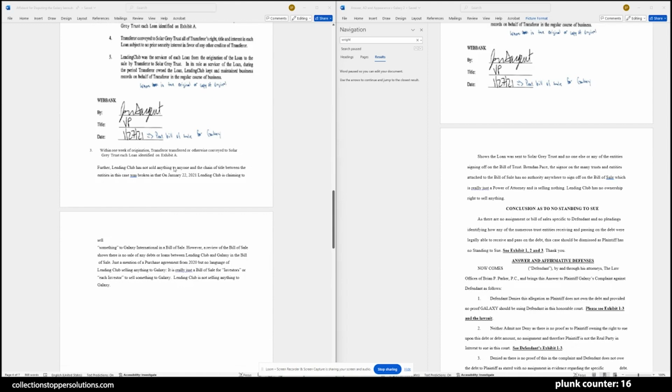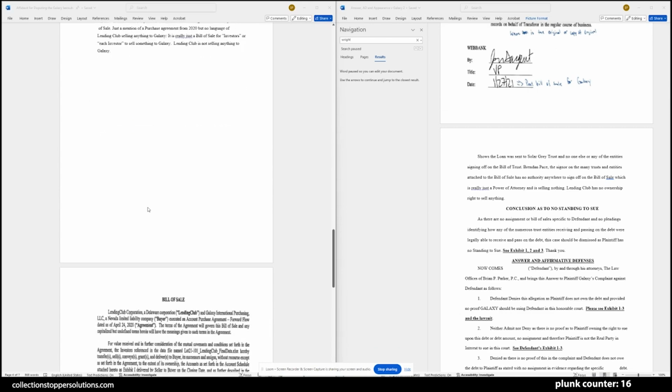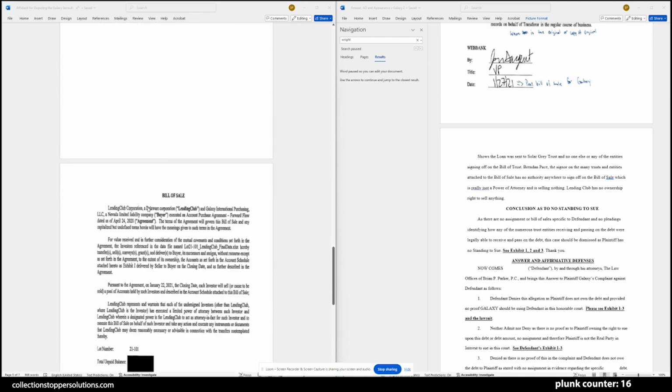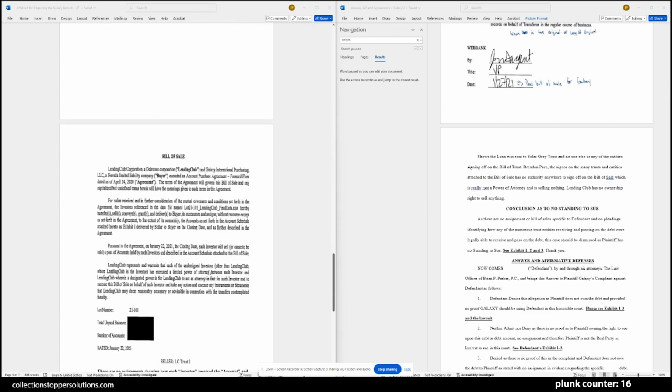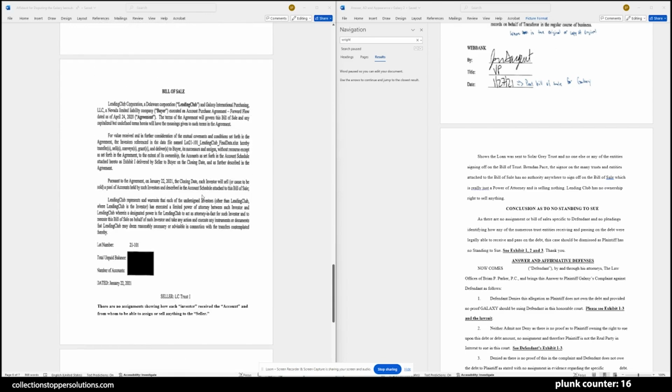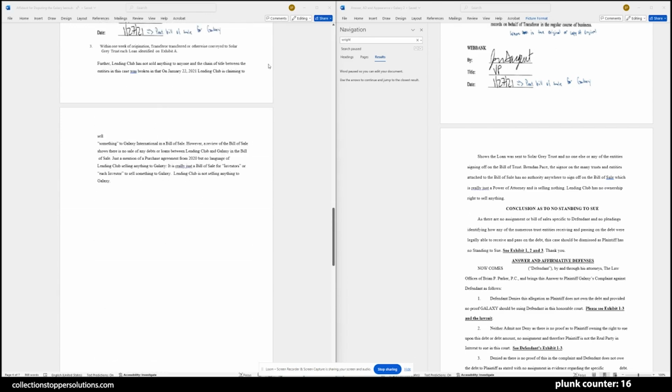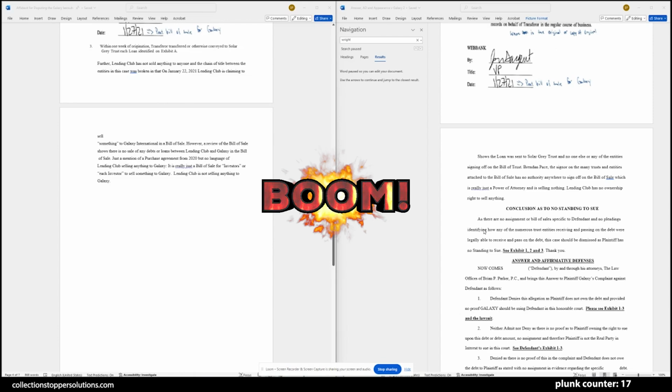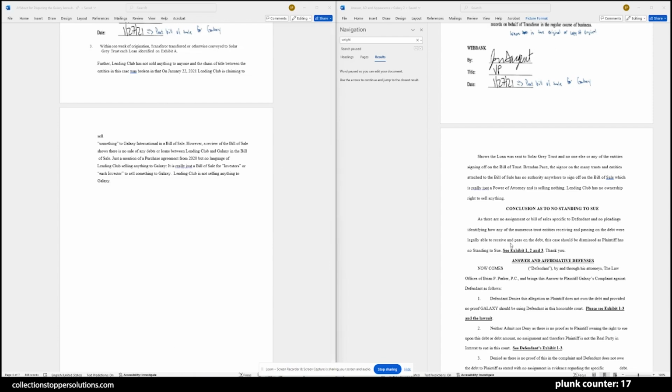Further, Lending Club was not sold anything to anyone, and the chain of title between the entities in this case was broken. So everything you do in your power of attorney, I'm saying that because that's what they really are, a power of attorney. Lending Club is nothing because it has not received any rights to give to anybody. But everything in your counter affidavit plunks, goes boom into your answer. We did a counterclaim. Guess what the focal point of that counterclaim was?